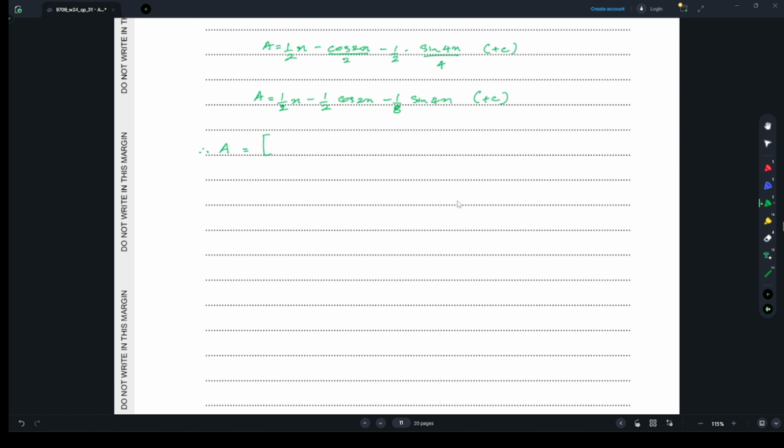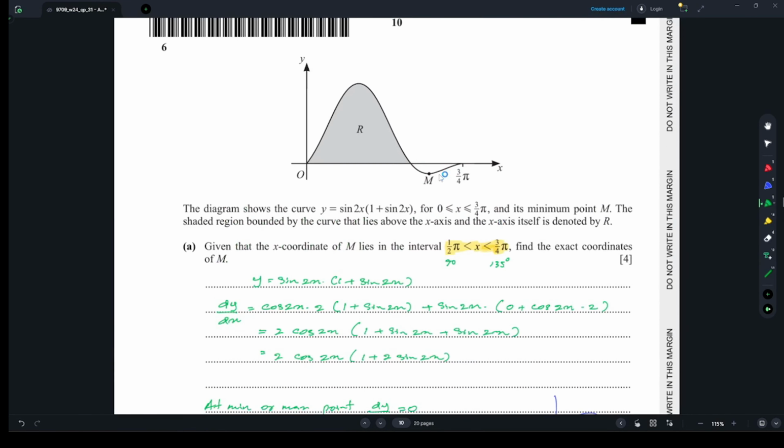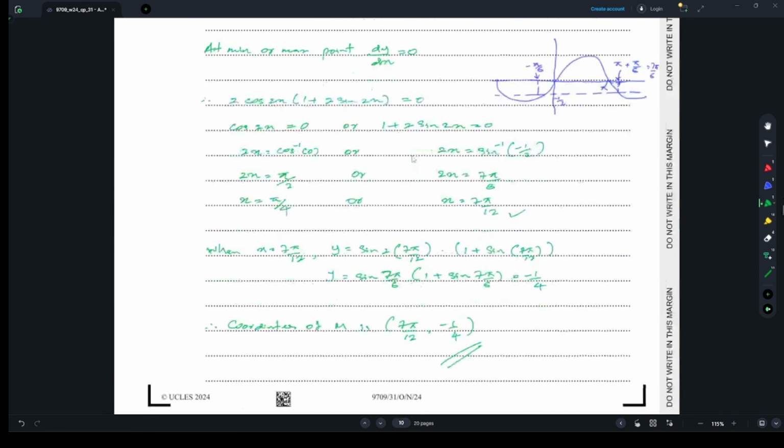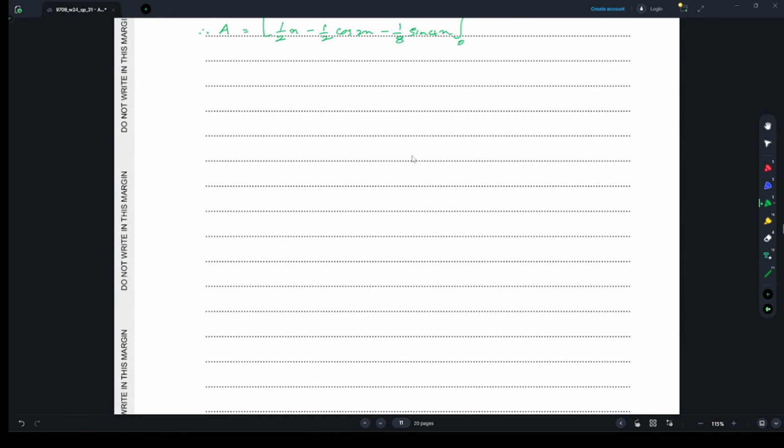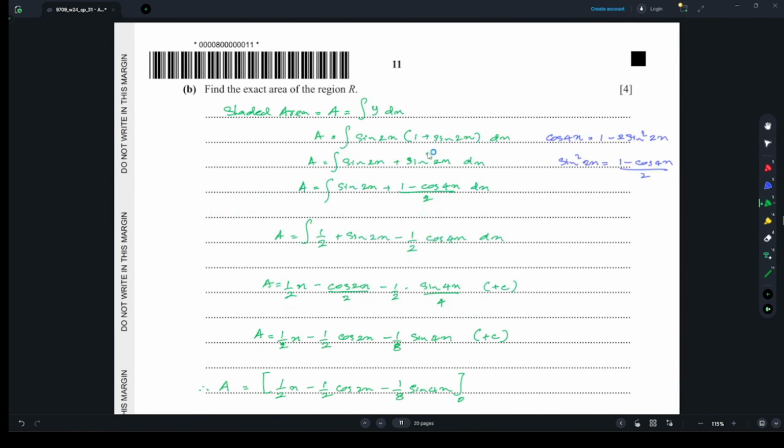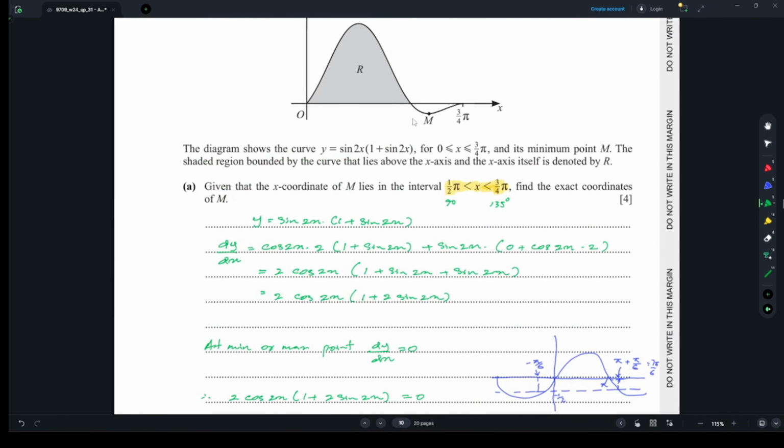Is you have to take the limit, minus half cos 2x minus 1 over 8 sine 4x. Okay, so from 0 to, so here the graph goes to, okay, so here from 0 and, okay, so here you have to take the integration in order to find the area.